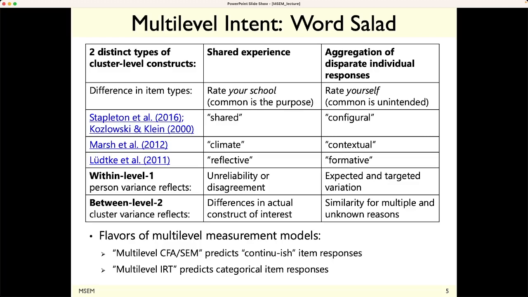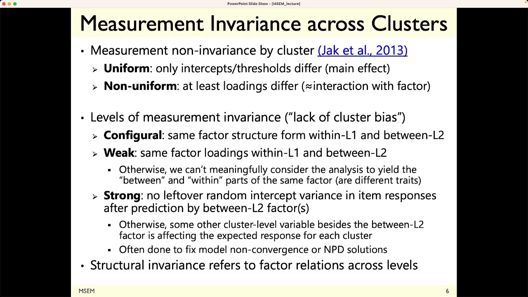So the question is, do we assume that it's the same trait and we have the between part and the within part, or are they different things? Is that right? Yeah. It depends on your model. That's actually next. So one way that people have talked about the logic by which you constrain things across levels or not, with potentially that goal in mind of making it the same thing, is related to measurement invariance.